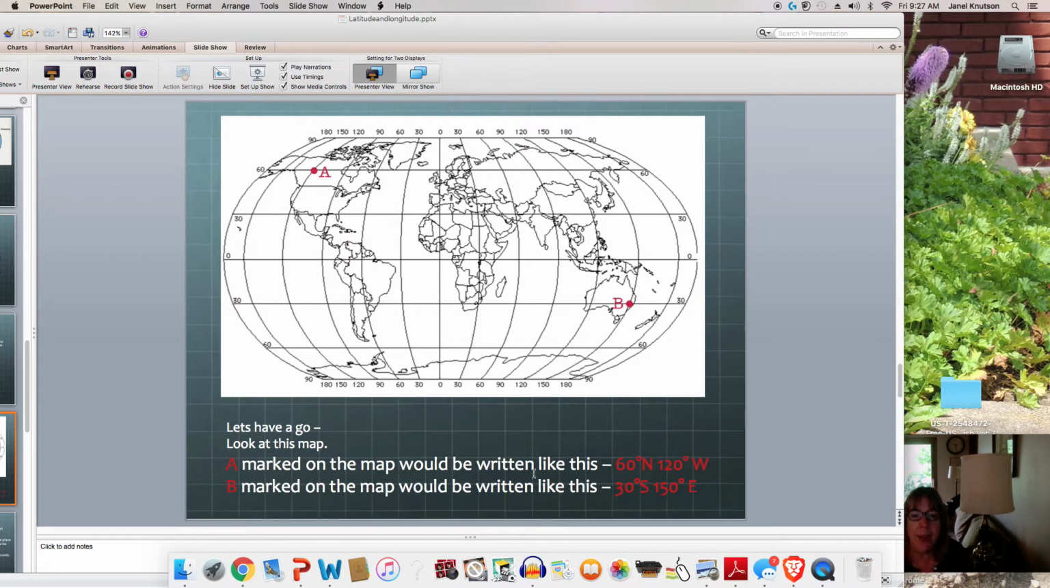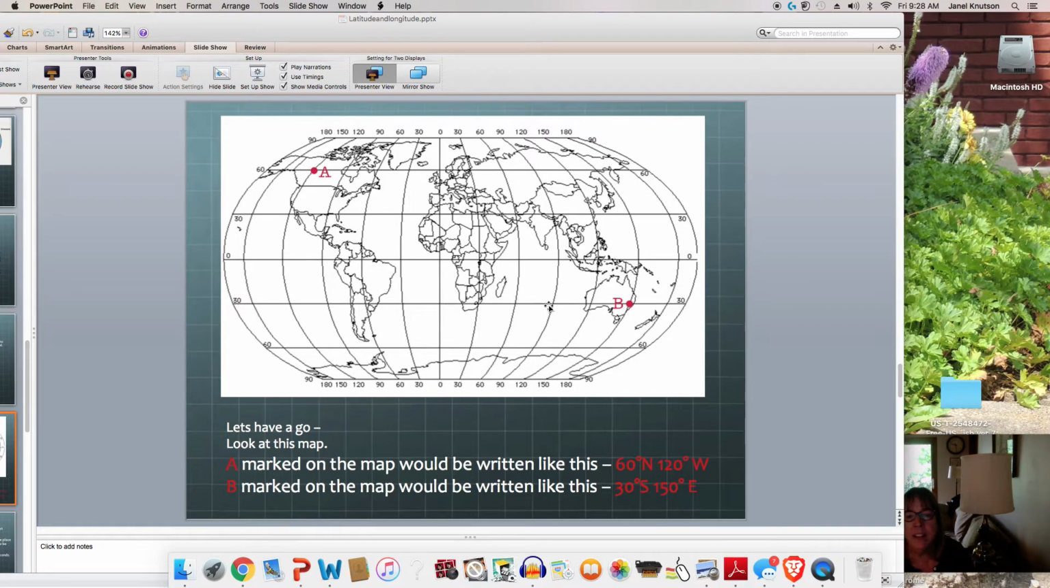Look at B on the map. B is right here. First, what latitude line is it on? So we find the line. We're at 0 here. This is 30 south. Now 30 north would be here, so you have to say south. 30 south. 30 south could be anywhere along this line.